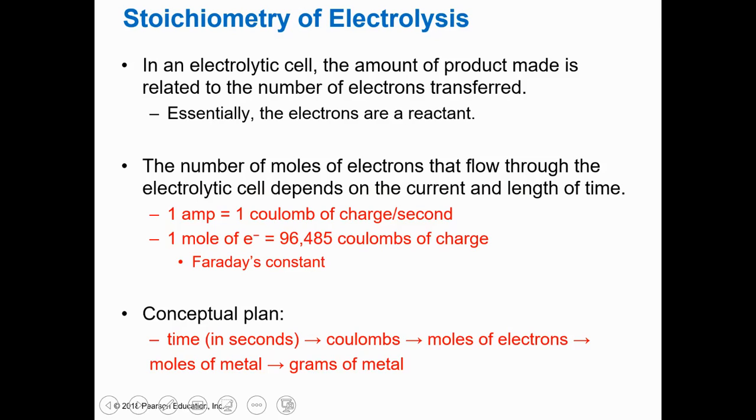Okay. This is the last topic. This will be on your test. It'll be on the homework, is the stoichiometry that goes with electrolysis, which is important for y'all to know. So just keep in mind an amp is a coulomb per second. And that Faraday's constant, remember that's 96,500 coulombs per mole of electrons.